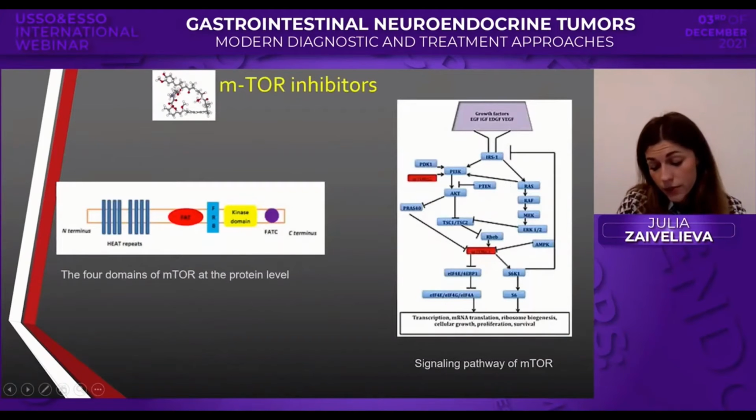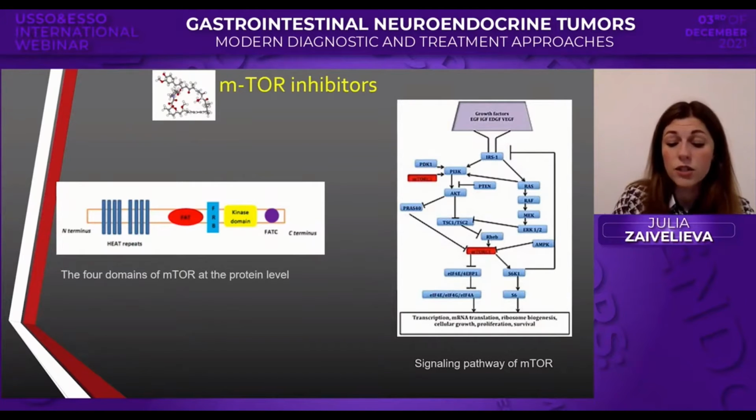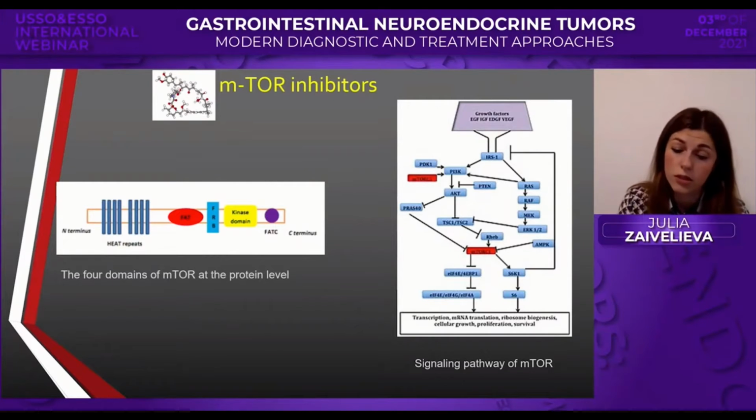m-TOR inhibitors are a kind of targeted therapy of the NETs. They are a class of drugs that inhibit the mechanistic target of rapamycin, m-TOR, which is a serine threonine-specific protein kinase. m-TOR regulates cellular metabolism, growth, and proliferation by forming and signaling through two protein complexes, m-TOR C1 and m-TOR C2.